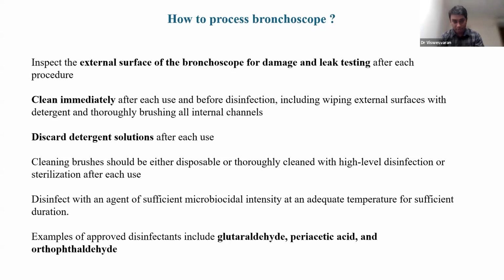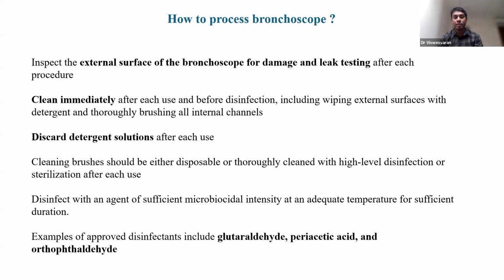This is again very important, because if you leave the instrument with the contaminants, then it is going to form a biofilm, which is going to be extremely difficult for you to remove. And discard the detergent solution after each use. This is also to be emphasized, because there are areas where the detergent is reused multiple times, which compromises the safety of the scope in terms of infection protocols.